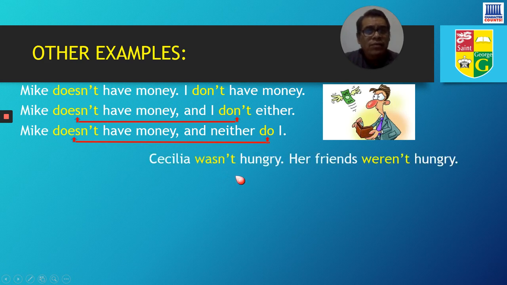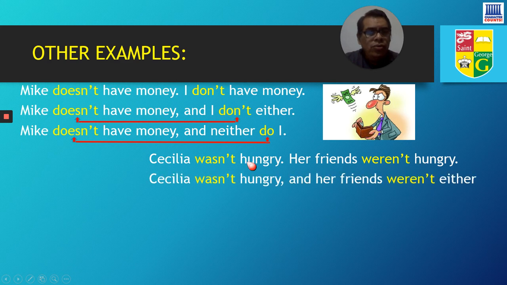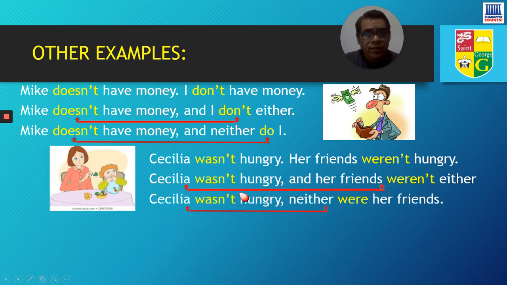Another example, this time using the verb to be in the past. Cecilia wasn't hungry, her friends weren't hungry. Two negative sentences using the verb to be. Now we can use negative agreement and we say Cecilia wasn't hungry and her friends weren't either. Verb to be and verb to be. The word either is at the end and is using the negative verb. Different when we use neither. Cecilia wasn't hungry, neither were her friends. The word neither is here and the verb is affirmative.